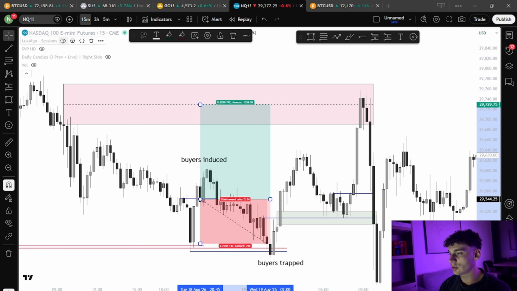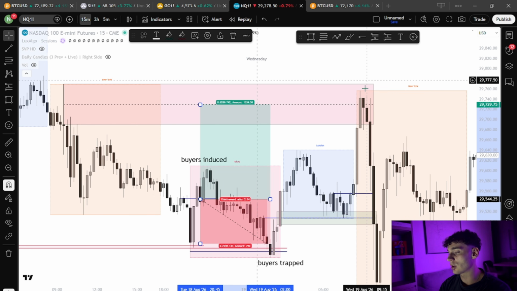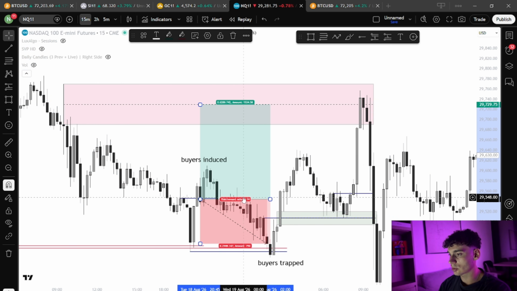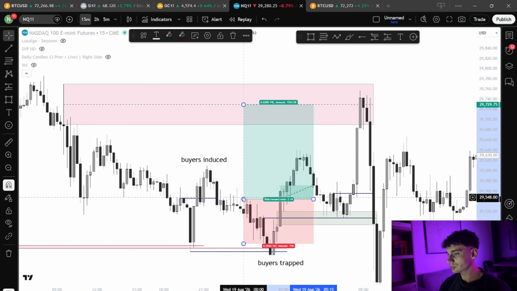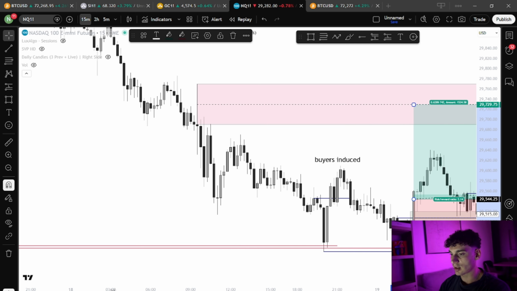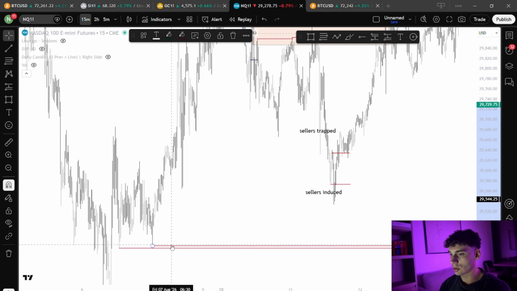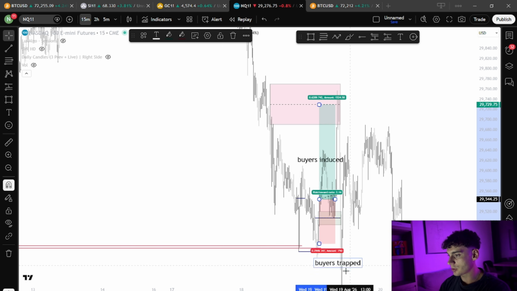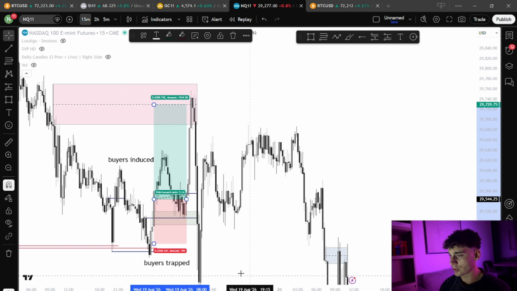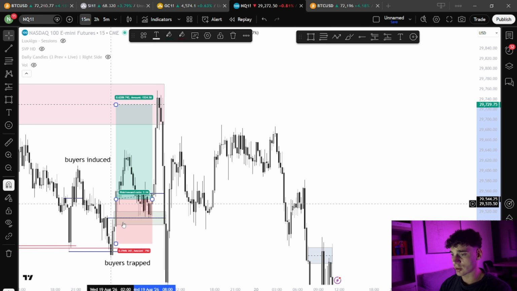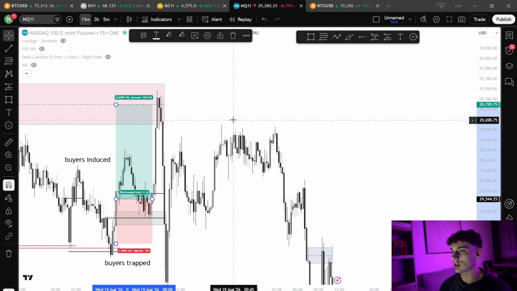This was together with the opening of the New York session, so boom. Very clear example for relatively equal lows. You could see one more time on the left side, we had relatively equal lows. They were swept. After they were swept, buyers were induced and trapped. Now we had a change in state of delivery. Boom, you enter, stop loss here, targeting 1 to 2.